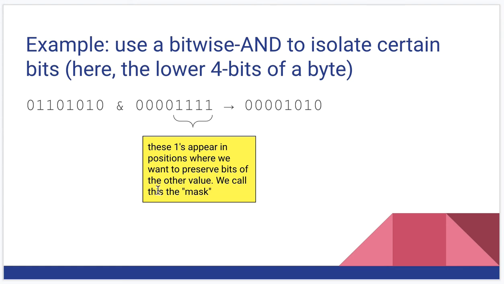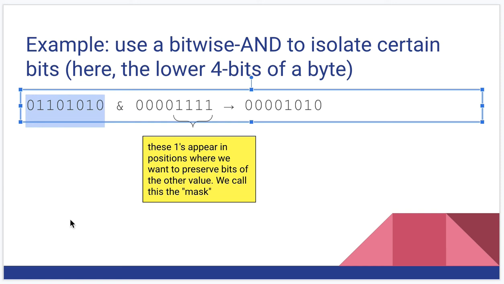One of the more useful things we can do with a bitwise AND is we can use it to isolate certain bits, pull certain bits out of a value, and just look at those. And the way we do that is we create what's called a mask. So in my example, I'm curious about what the lower four bits are.